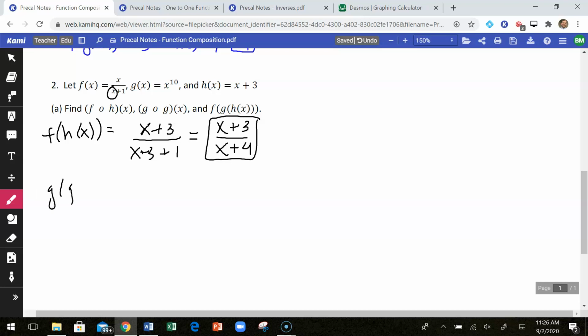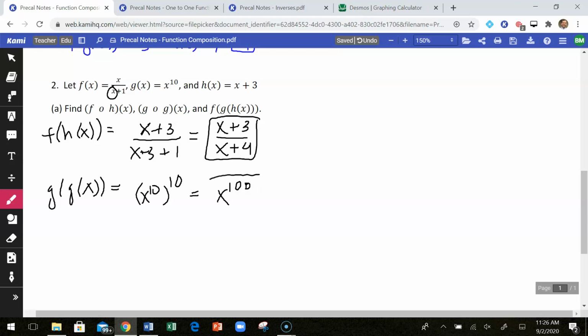G of x is the next one. You can compose a function with itself. Okay, so we're just doing g of g. So I'm going to take the function g, and everywhere where there is an x, I'm going to replace it with the function g. So I'm plugging x to the 10th in for this x. So it's going to be x to the 10th, which would be x to the 100th.